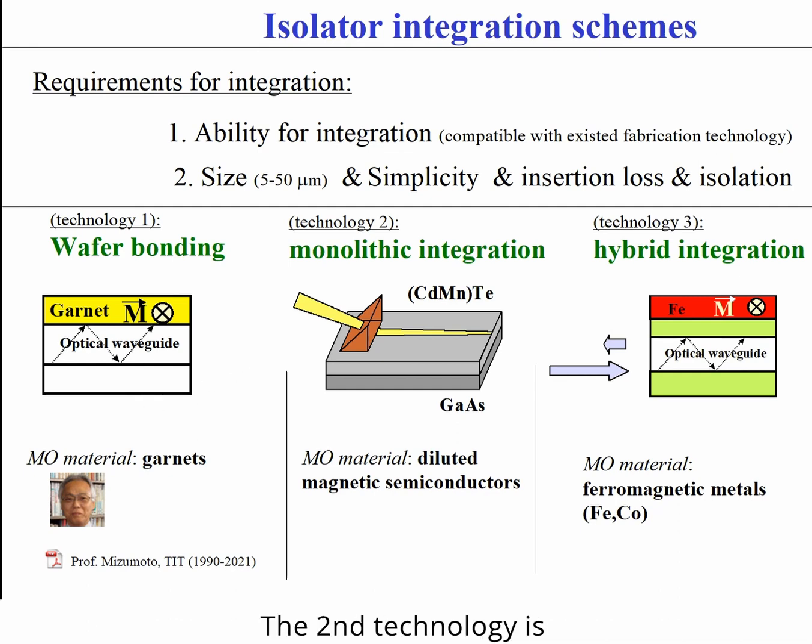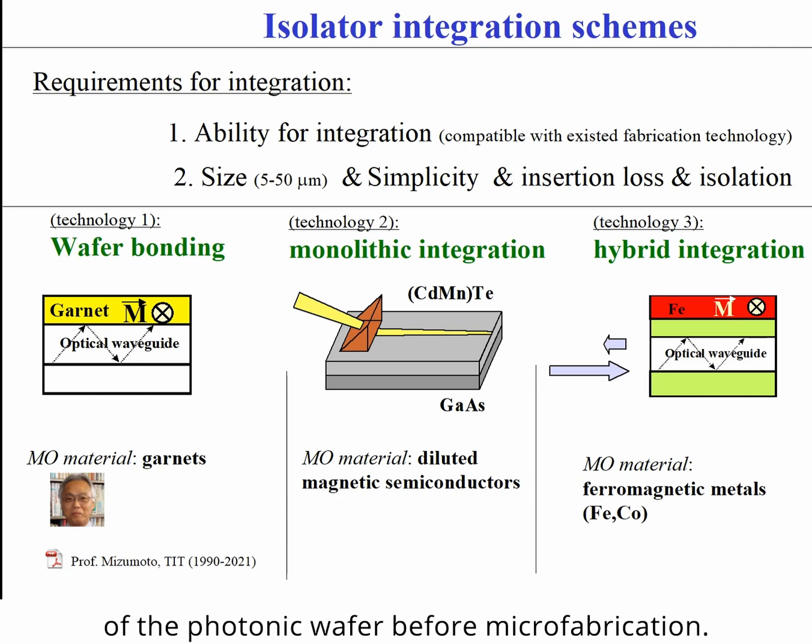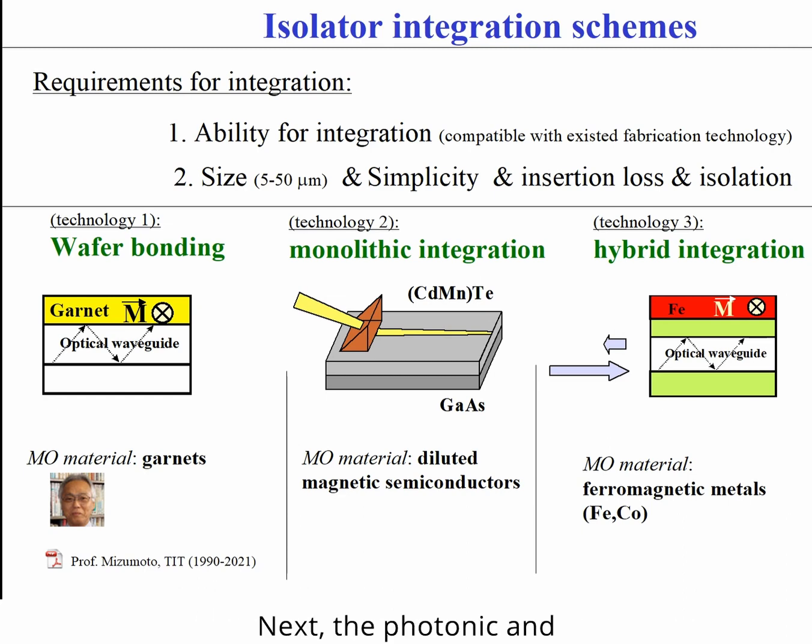The second technology is the monolithic integration, when a magneto-optical film is grown epitaxially on top of the photonic wafer before microfabrication. Next, the photonic and MO materials are processed together.